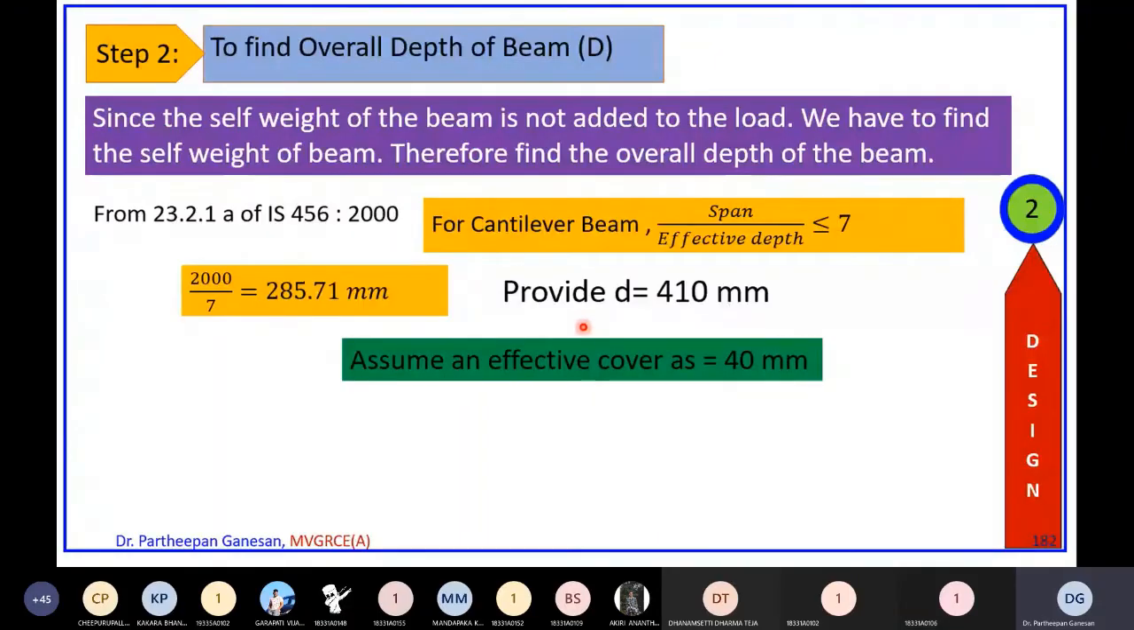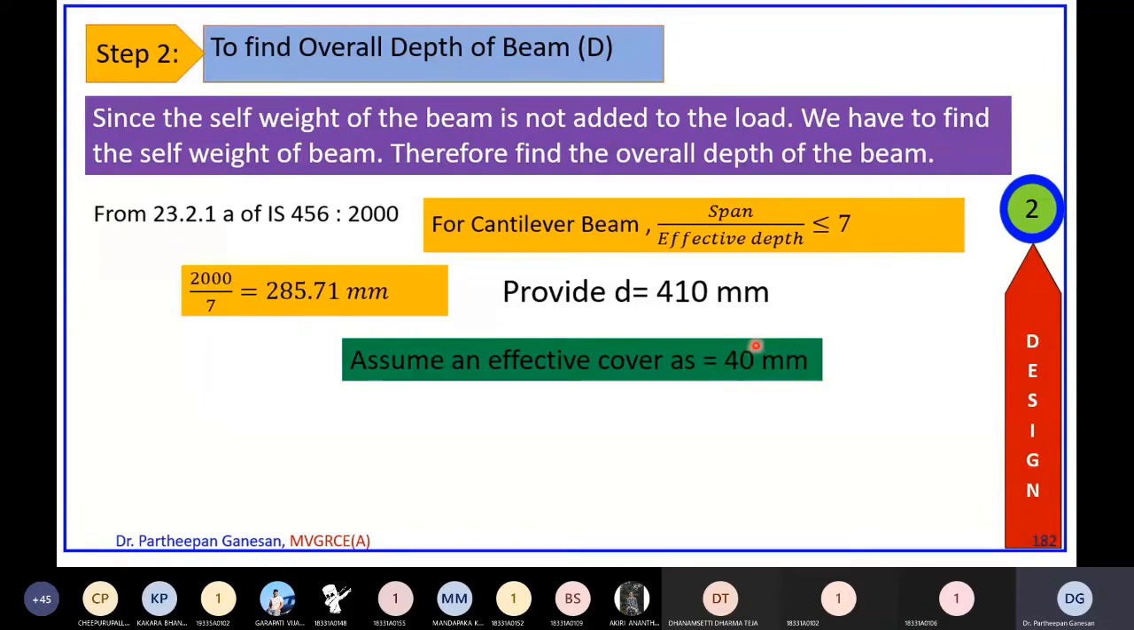Now, assume an effective cover of 40 mm. To make it 450 mm, I am assuming an effective cover of 40 mm. As I told you yesterday, you can assume any value for D and any value for the effective cover, but the clear cover should be a minimum of 20 mm. So effective cover will be 20 plus half the diameter of the main rod, right? Accordingly, you have to assume. You cannot assume an effective cover of 10 mm or 15 mm. That you cannot do.